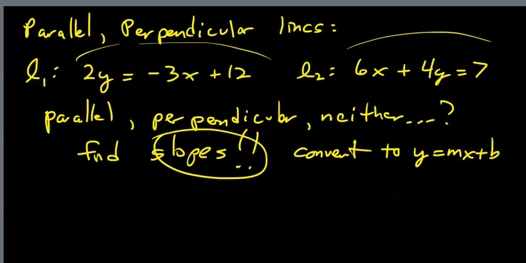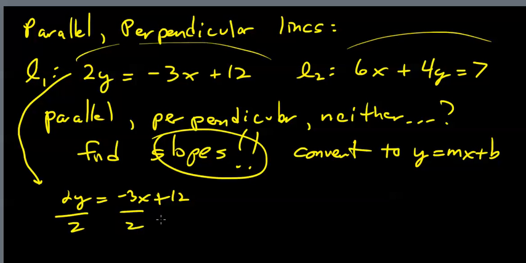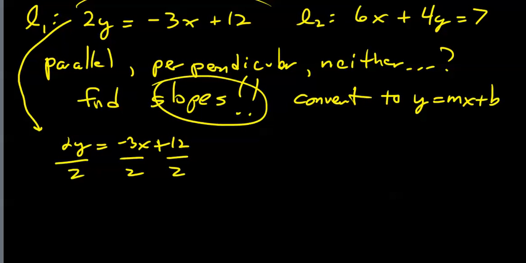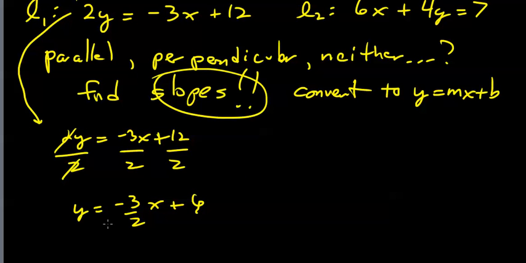Let's look at line 1. 2y = -3x + 12. Well, all I really need to do to convert this to slope-intercept form is divide both sides, all terms, by 2. Right? And the 2's cancel out. On the left, I get y = -3/2 x + 6. There's a 6 there.